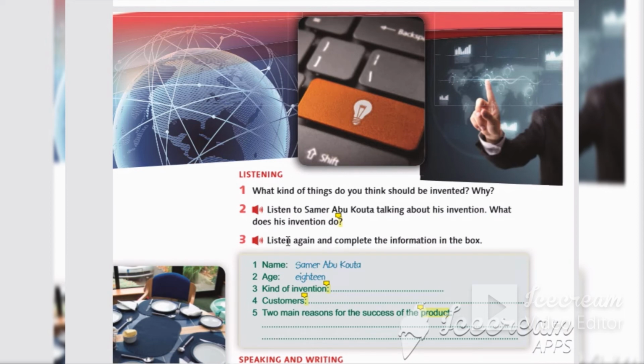Listen carefully. Module 1, Page 8, Exercise 2.